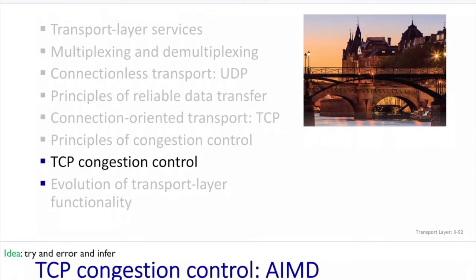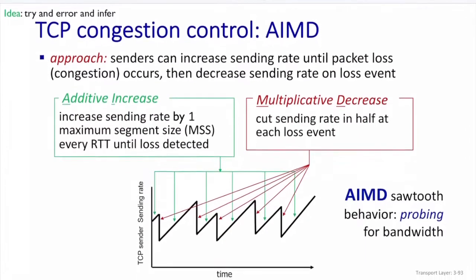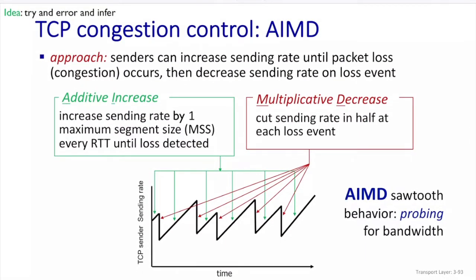We'll skip this view graph because we'll talk about more details later, okay? So right here, the TCP congestion control has a mechanism called AIMD, additive increase, multiplicative decrease. The approach is like that. The sender can increase the sending rate until packet loss occurs. Packet loss indicates congestion, and they decrease the sending rate on a loss event.